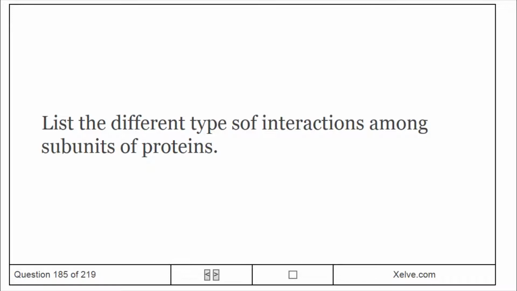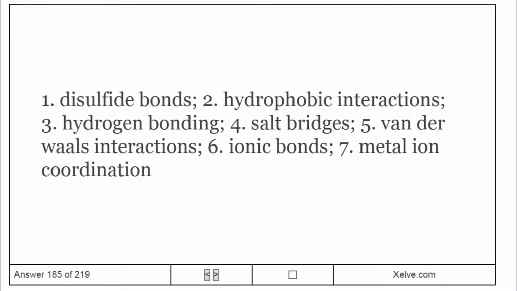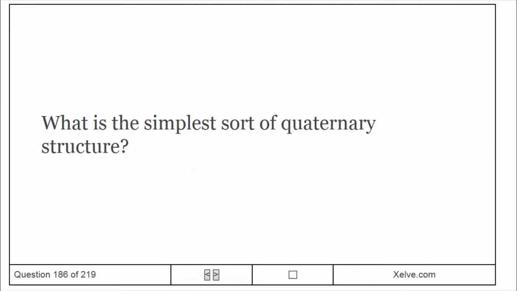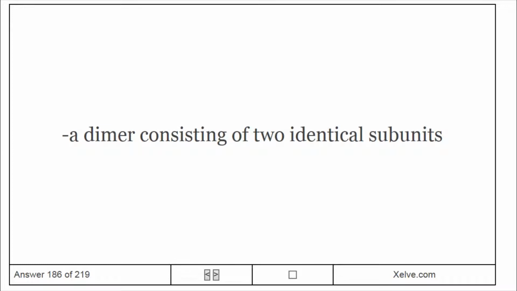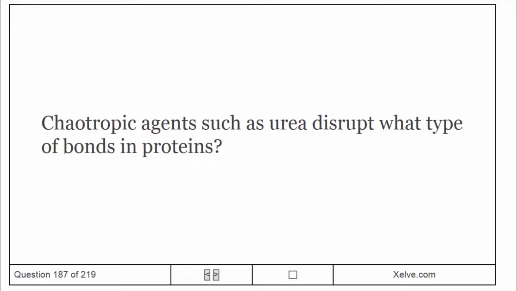List the different types of interactions among subunits of proteins. 1. Disulfide bonds. 2. Hydrophobic interactions. 3. Hydrogen bonds. 4. Salt bridges. 5. Van der Waals interactions. 6. Ionic bonds. What is the simplest sort of quaternary structure? A dimer consisting of two identical subunits.